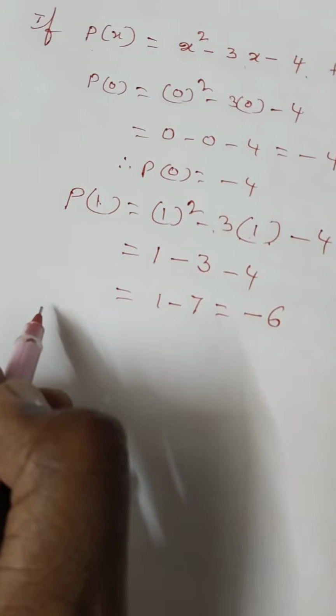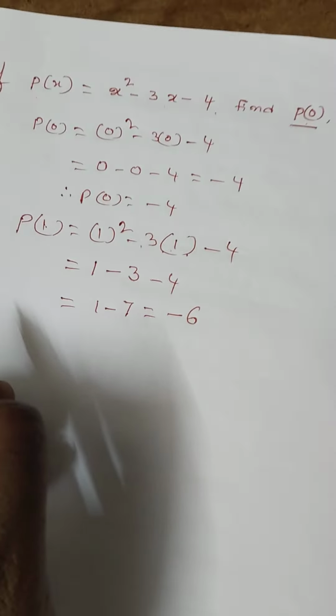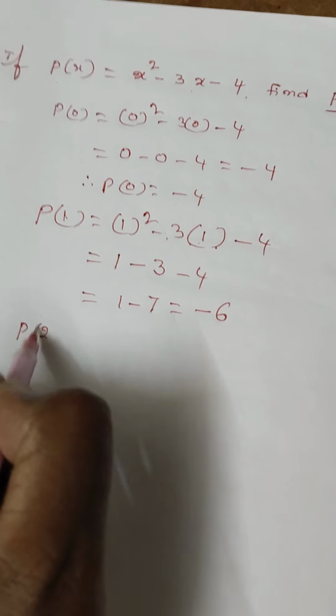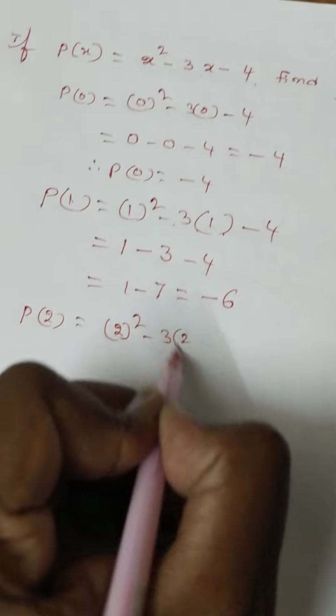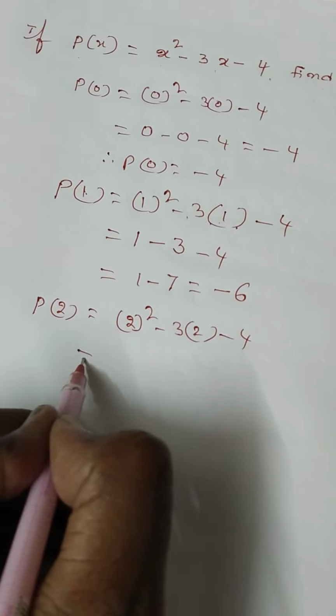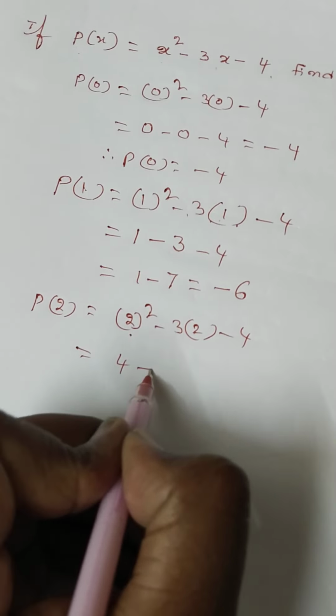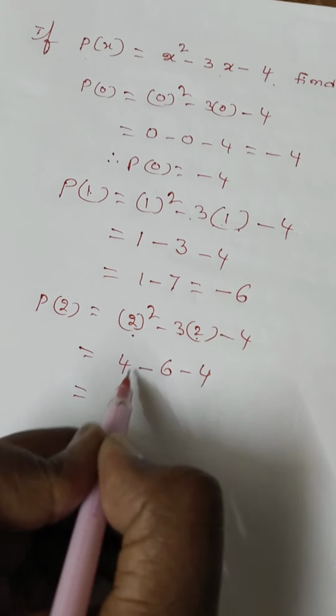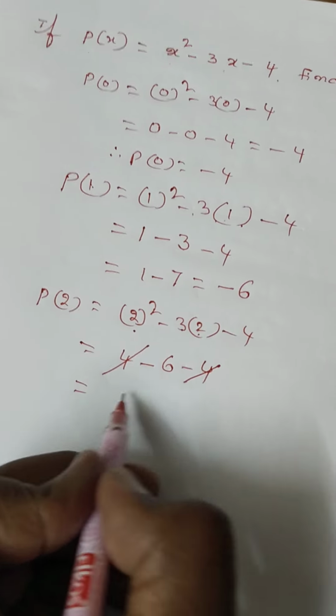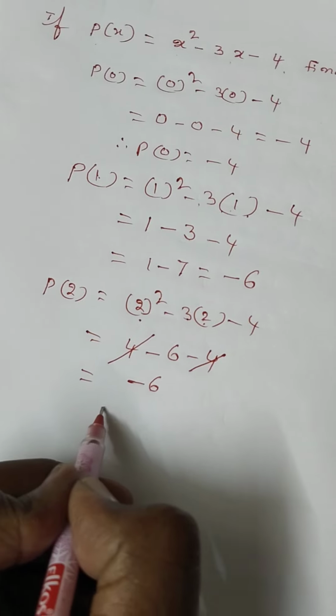Again, p of 2. So 2 square minus 3 into 2 minus 4. That is, 2 square means 4, 3 2s are 6, minus 4. Plus 4 minus 4 cancel, remaining minus 6.